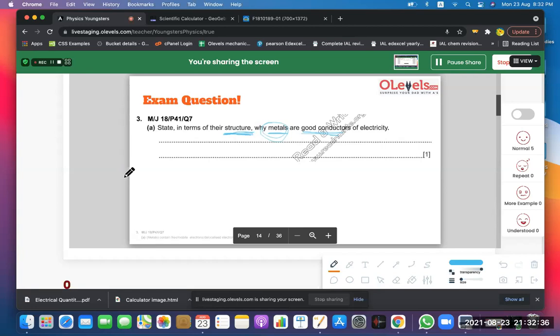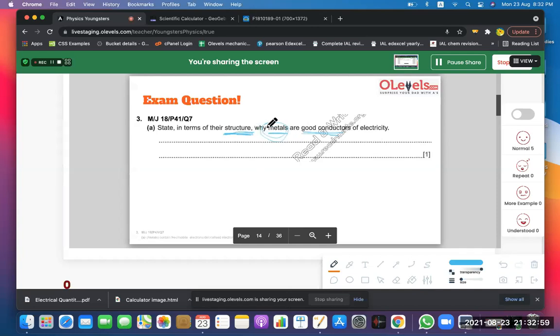Yes, Fazal. If we need to write that metals are good conductors and we also give the reason? Look, you don't have to write metals are good conductors. It's already mentioned in the question. You don't need to mention that.